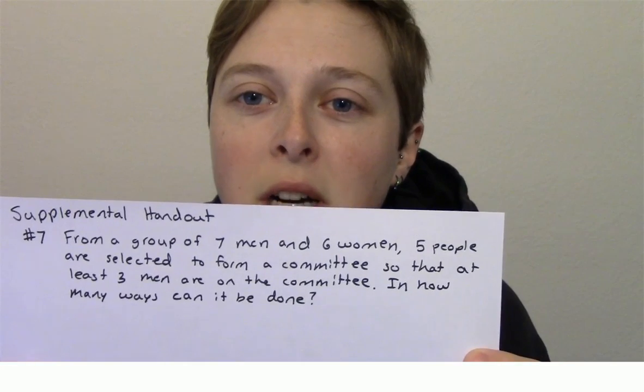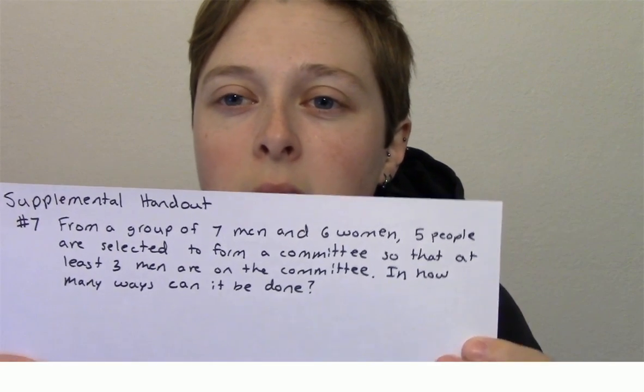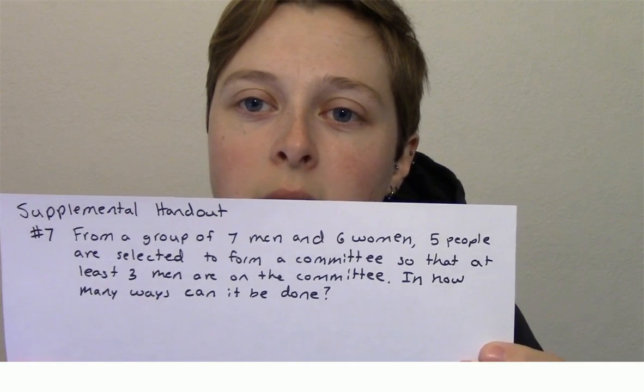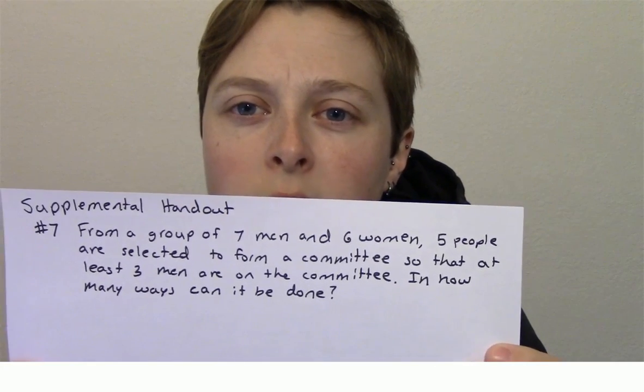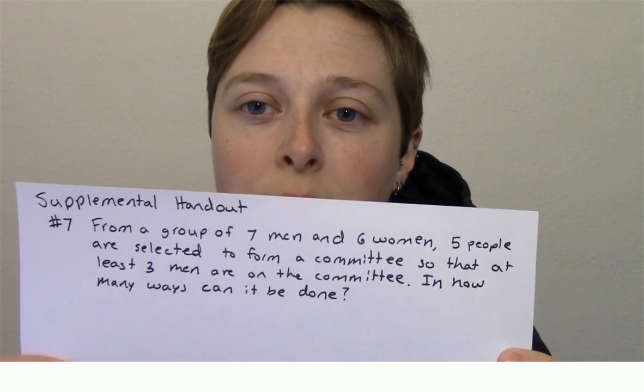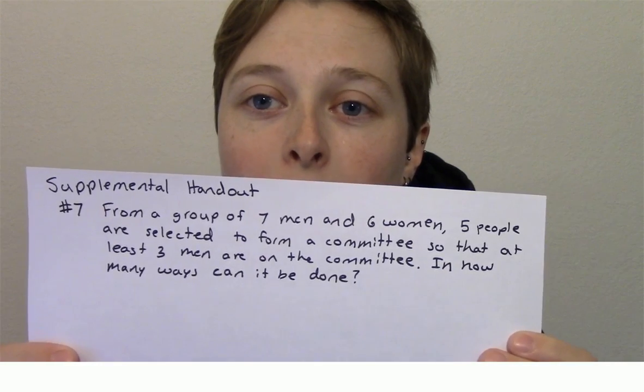From a group of 7 men and 7 women, 5 people are selected to form a committee so that at least 3 men are on the committee. In how many ways can this be done? One of the questions that came up was, why in this solution do we need to consider choosing men differently from choosing women? Why don't we just combine the men and women and choose 3 from there?